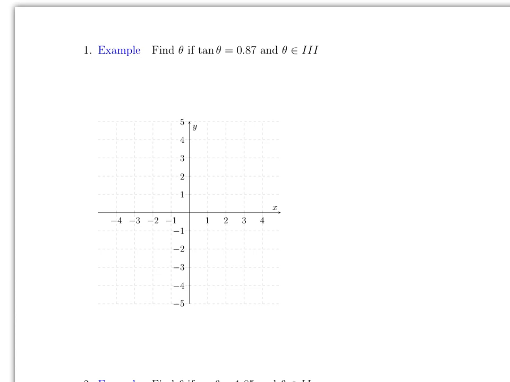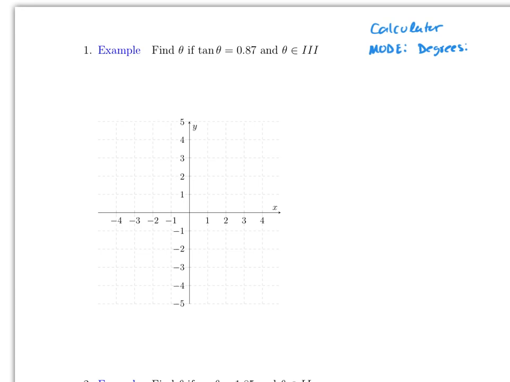All right, so let's do an example. The question says find theta if tangent theta is equal to 0.87. For this, make sure the calculator is in degree mode. So the mode, make sure that is degrees. So just check your calculator, make sure it's in there.